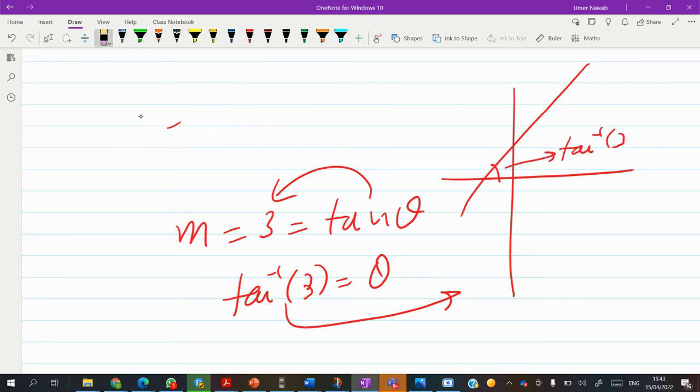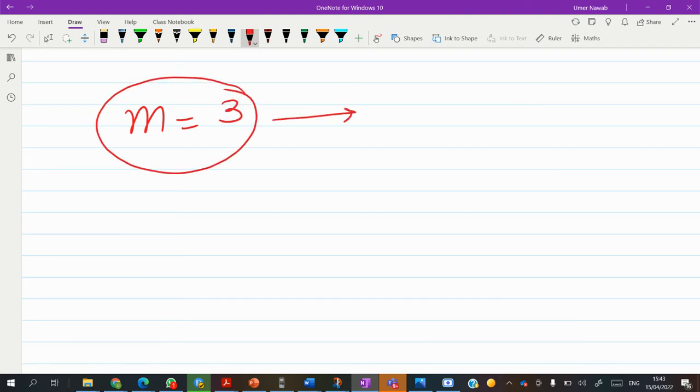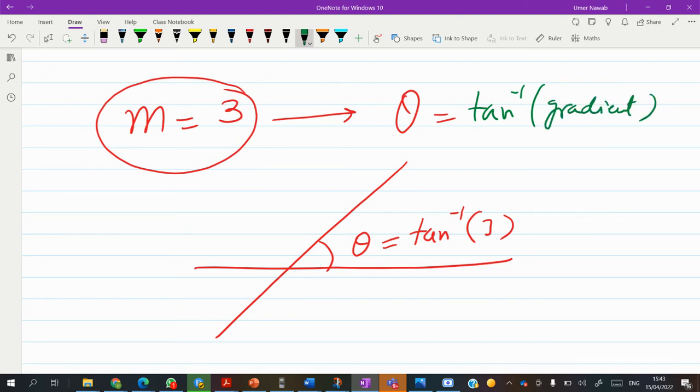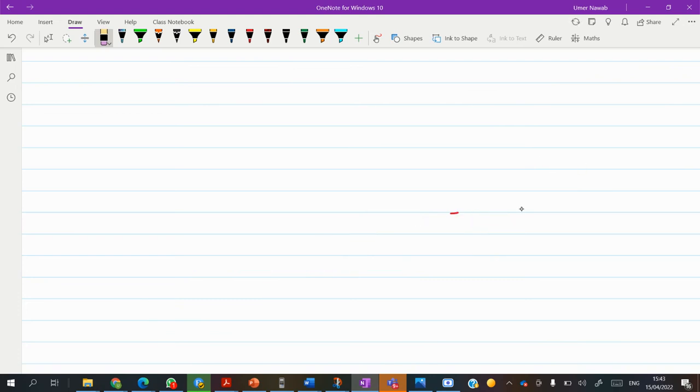I'll repeat it again. If I give you the gradient of any line, you can find what angle this line will make with the x-axis. How will you find it? That is equal to shift tan of the gradient. So if you do shift tan of the gradient of the line, that tells you how much angle the line is making with the x-axis. I hope it's clear to you now. Tricky question.